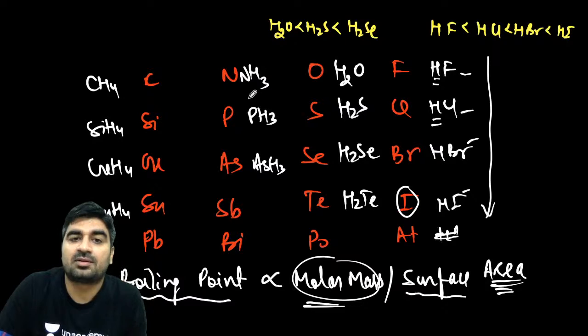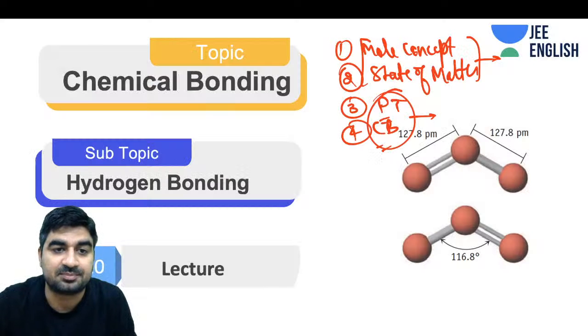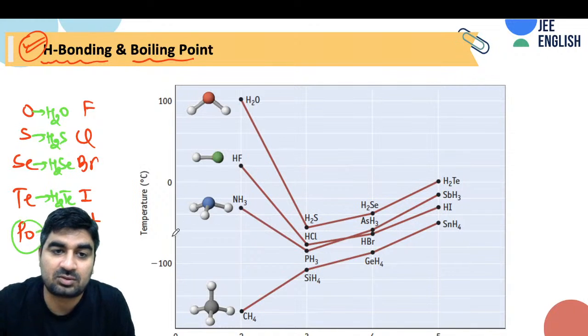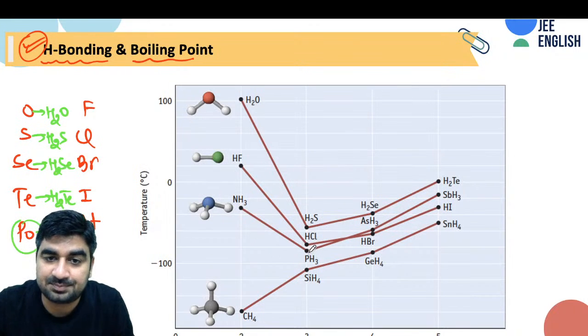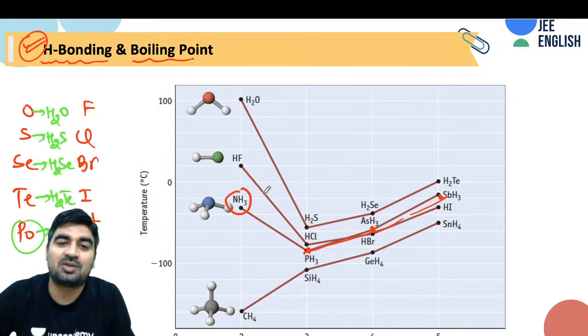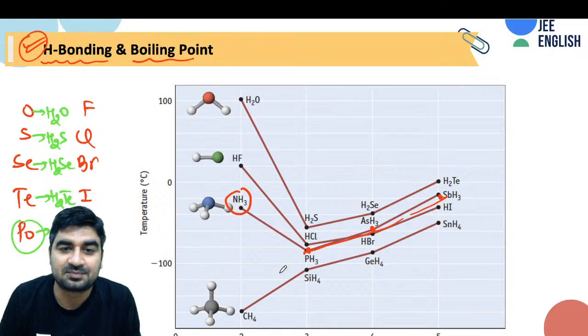So it should be the order. Similarly here, got it? But guys, just observe it carefully, the order is not the same, right? So what is the order? If you observe the boiling point, PH3, AsH3, and SbH3, the boiling point is increasing. But the boiling point of ammonia is maximum. It is more than all these three.